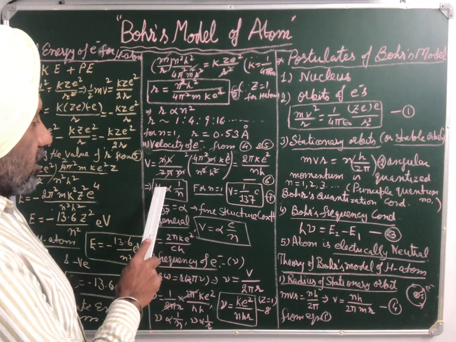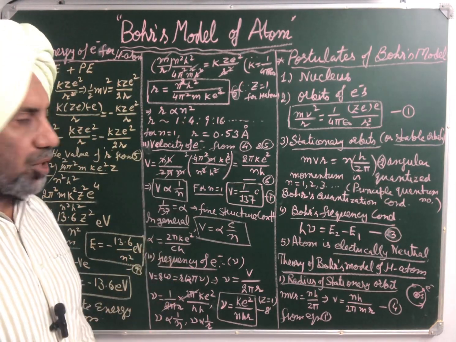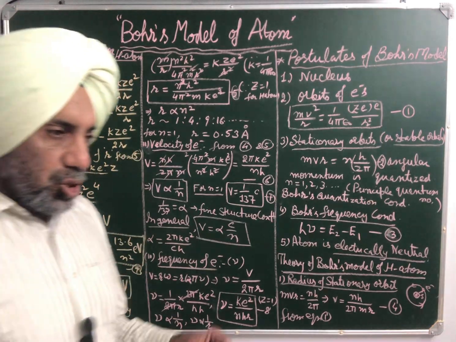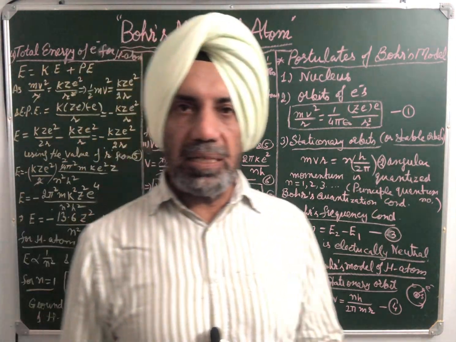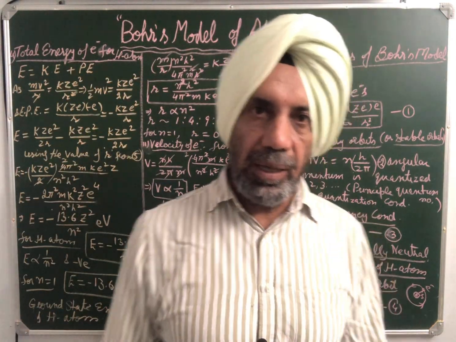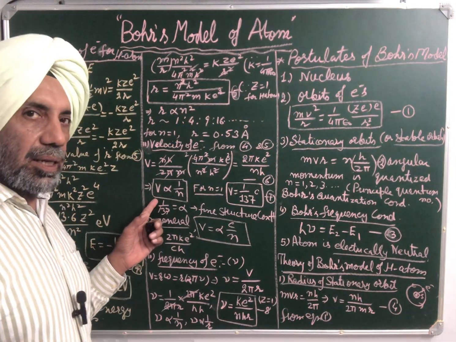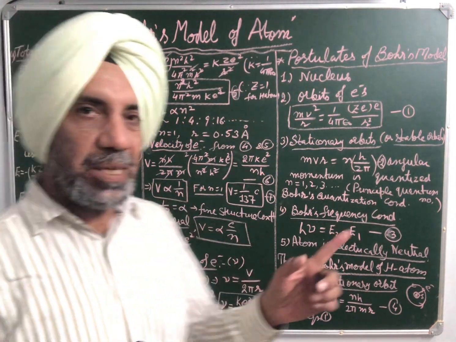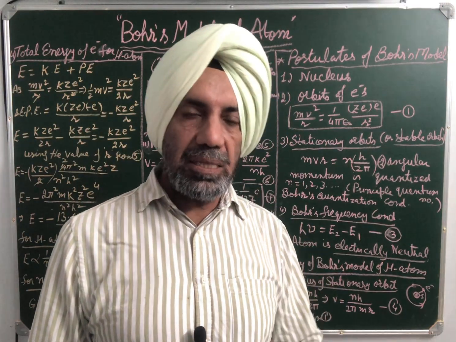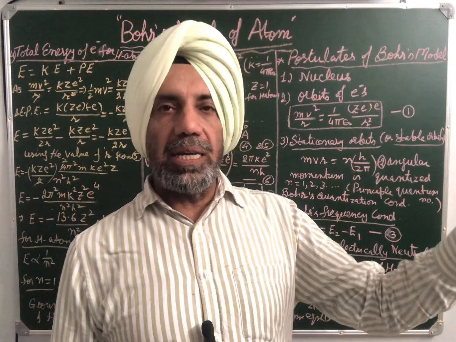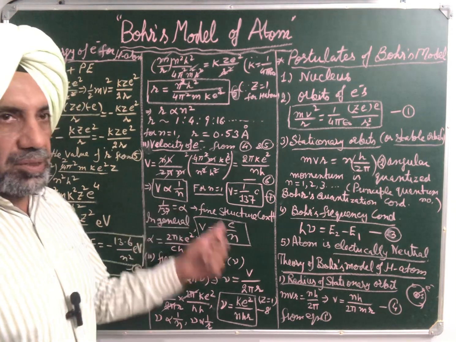So we can see v is inversely proportional to n, all other quantities being constants. It means the radius of a stable orbit is directly proportional to the square of the principal quantum number, whereas the velocity of the electron in an orbit is inversely proportional to its principal quantum number. As the principal quantum number increases, the velocity of the electron decreases.